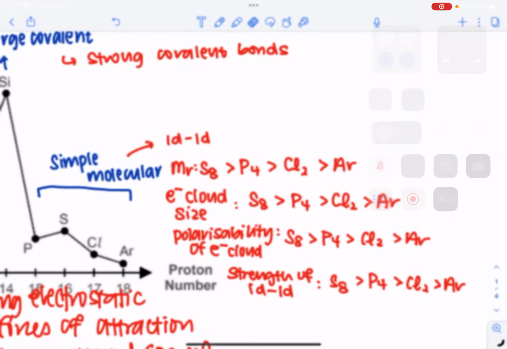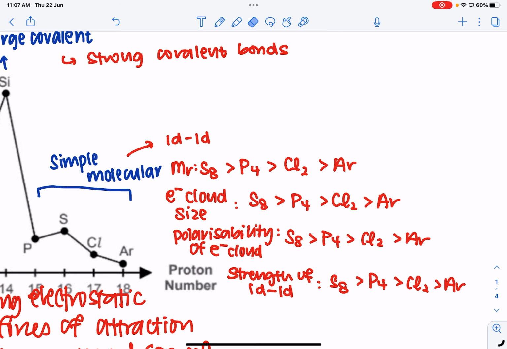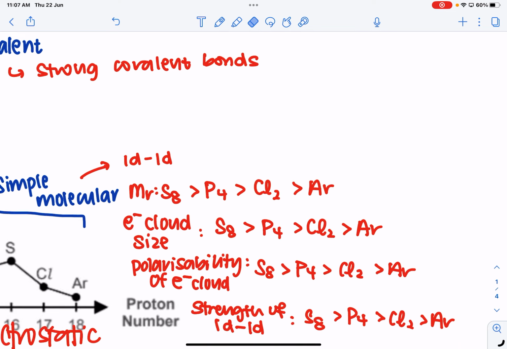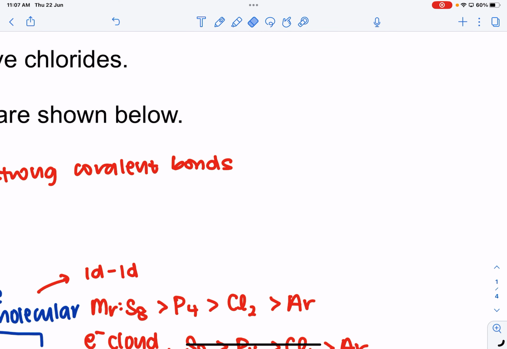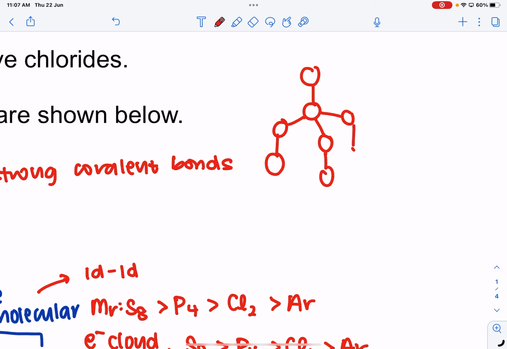Why is simple molecular not as strong? Because in this case, simple molecular is just the two by itself. It's bonded covalently. However, they do not have enough space to bond even more. So for giant covalent, the structure looks like this. It's like one molecule bonded to many others. So this is for your giant covalent.